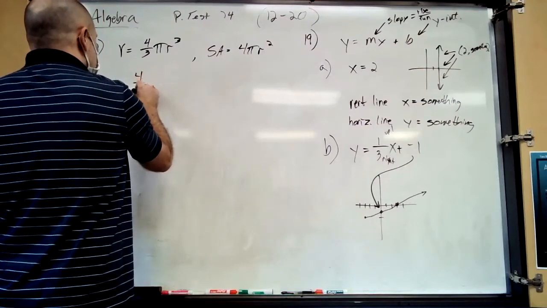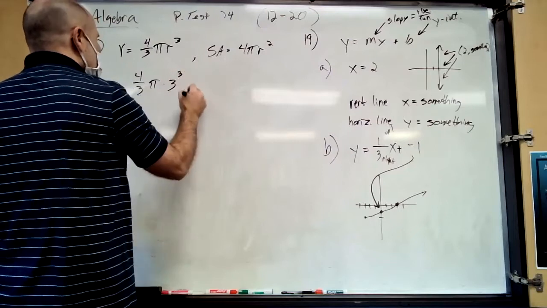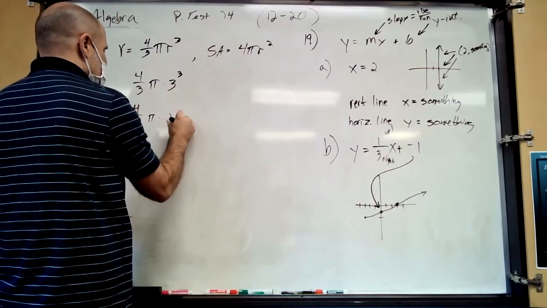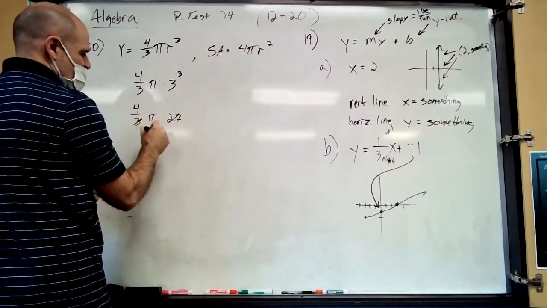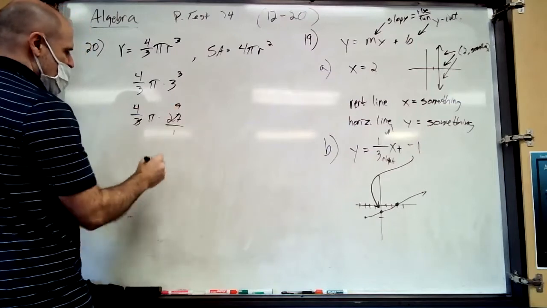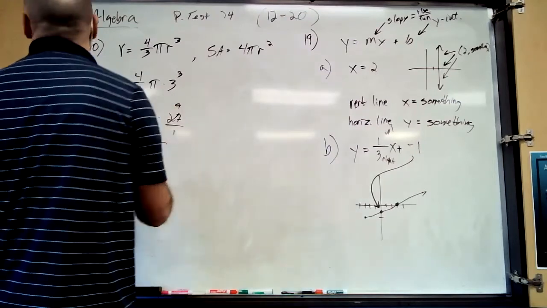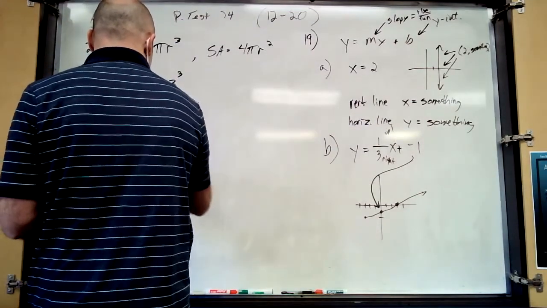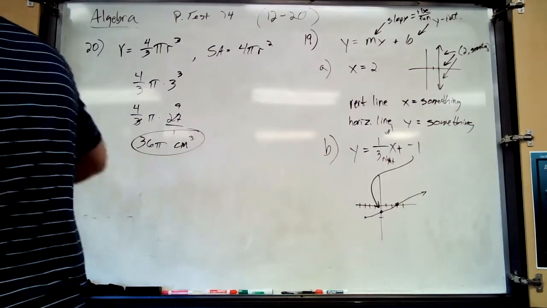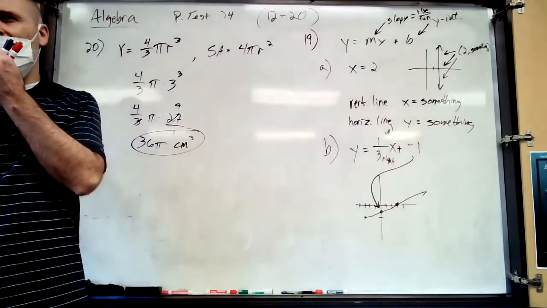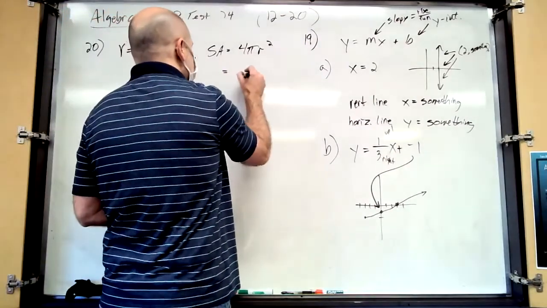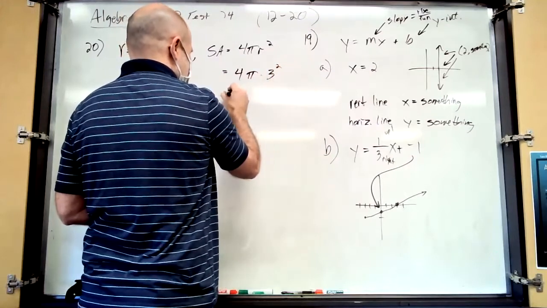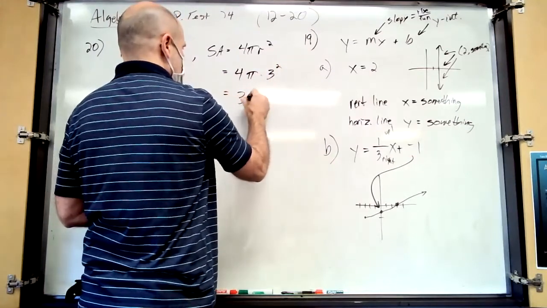So 4/3 pi times 3 cubed. So that's 27. So 4/3 pi times 27. Well, that 27 reduces with that 3. And so we get 36 pi centimeters cubed. So you can leave it like that, or you can multiply it by 3.14 if you want, doesn't matter. So this is 4 times pi times r squared, which is 3 squared, which is 9. Again, with the same answer.